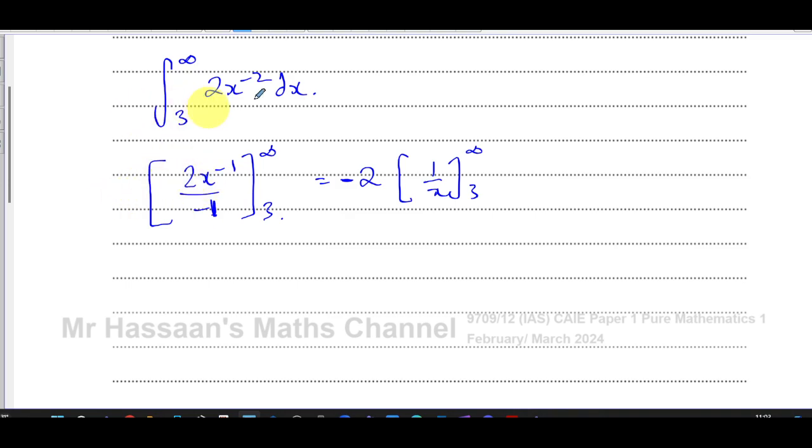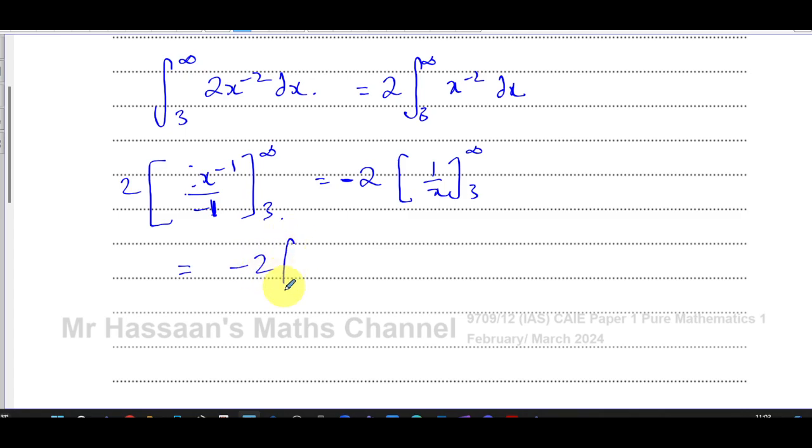I could have even taken out the constant in the beginning. I could have taken out this constant and written this as the integral of x to the power of minus 2 with respect to x, with the 2 outside. And then the 2 could have been outside here as well. Perfectly fine, no problem. I can write it like that, and then I would have got this as well, taking out the minus 1. So now I'm ready to substitute the values in.